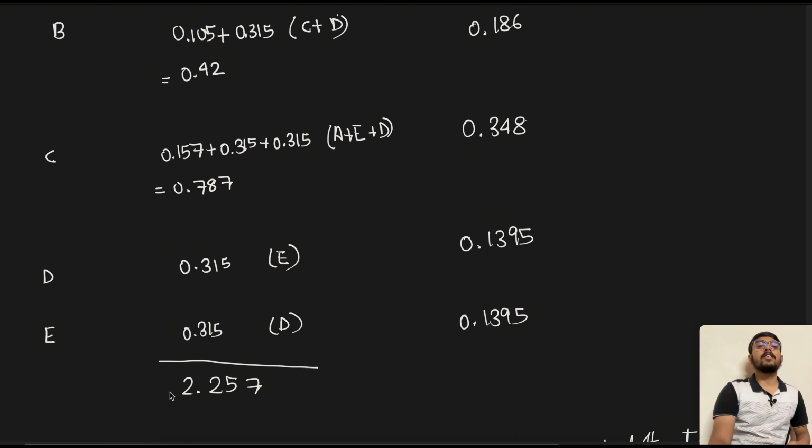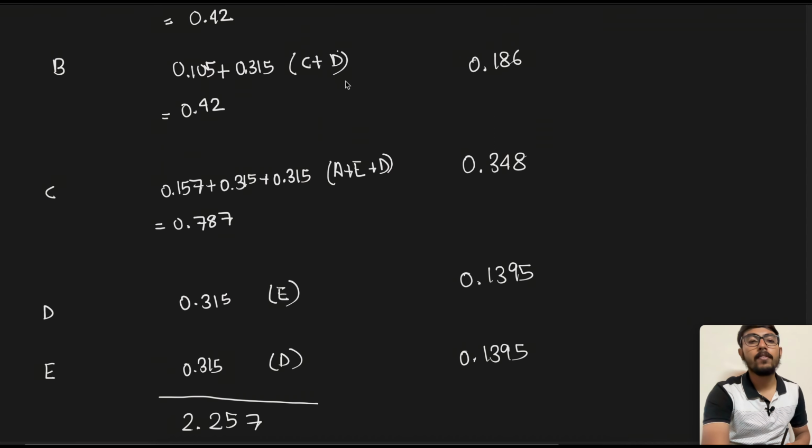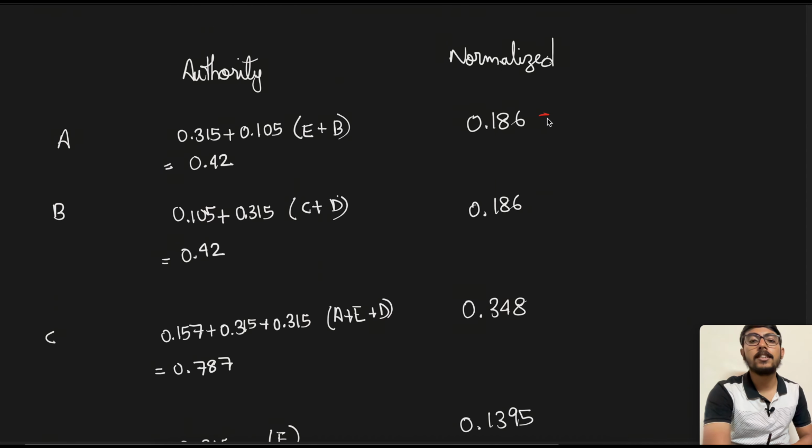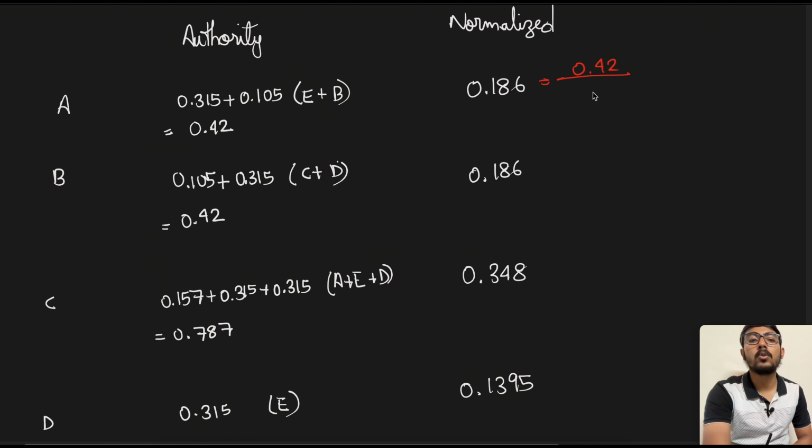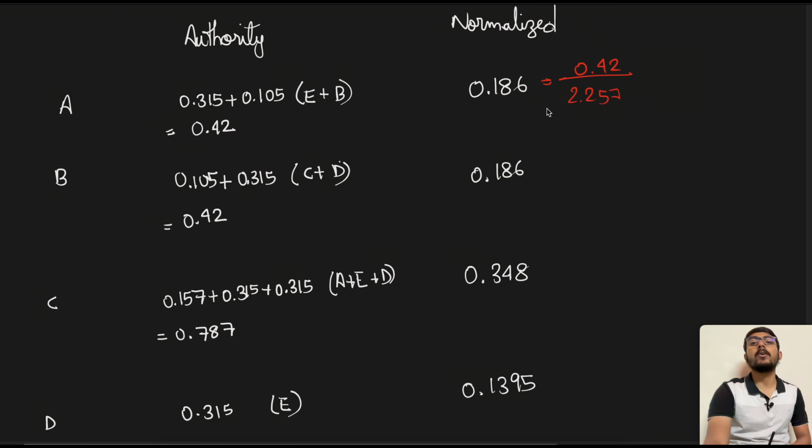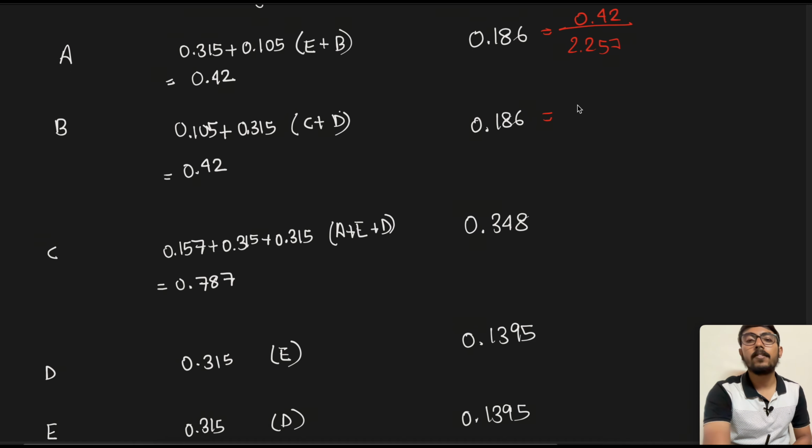So now we have the total as well. So what we do, we simply normalize this using the formula that we saw above, 0.42 divided by 2.257. Same is with this one, right? And so on.